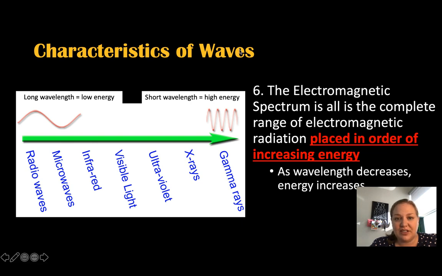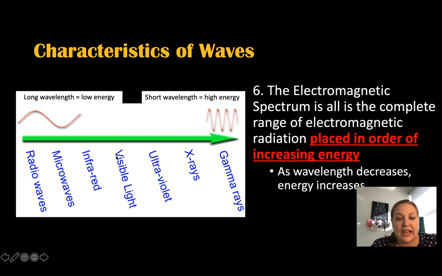So some characteristics of waves and the electromagnetic spectrum. The electromagnetic spectrum, which we often shorten to just be the EMS, consists of the complete range of electromagnetic radiation that is emitted by the sun, and it's placed in order of increasing energy. Okay, so I want you to notice, long wavelength, low energy is going to be radio waves. The next jump up is microwaves, followed by infrared.